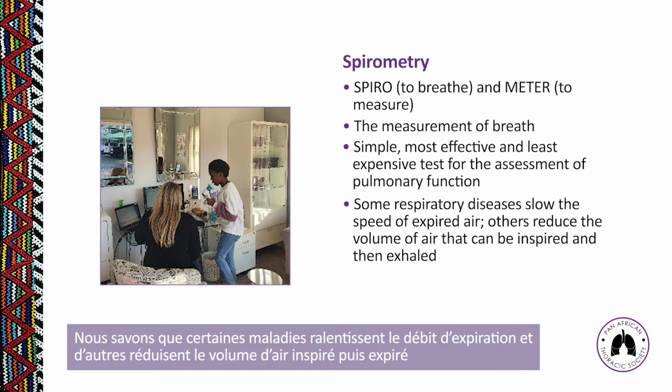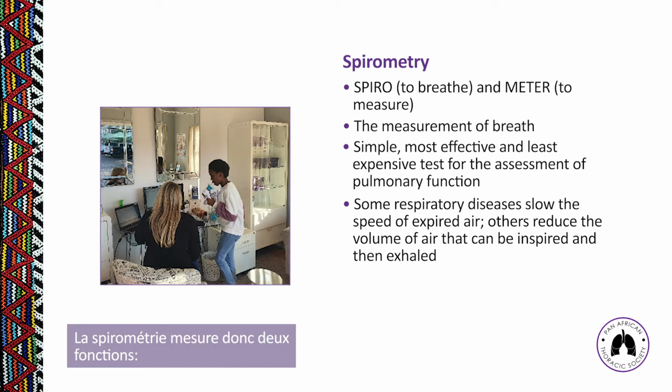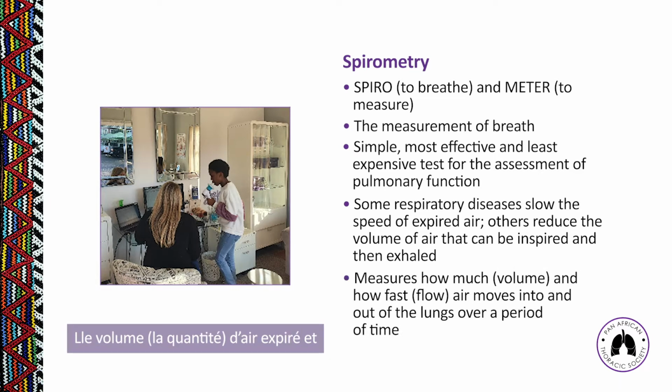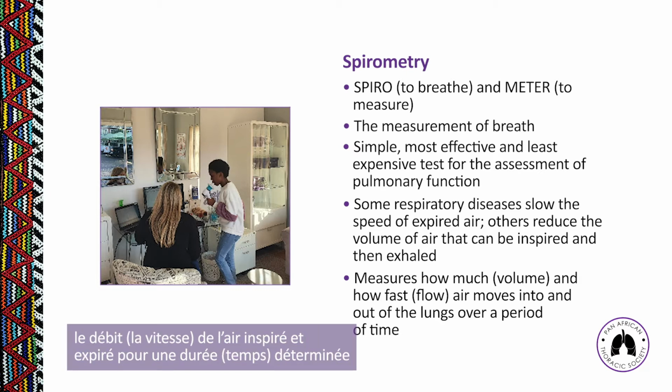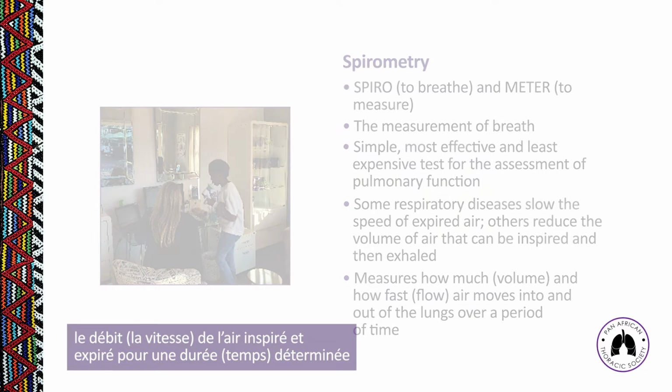So to detect these impairments, spirometry measures two things. It measures how much, that is the volume of air, is expired, and how fast the air is moving. That's airflow. So spirometry measures volume and flow over a period of time.